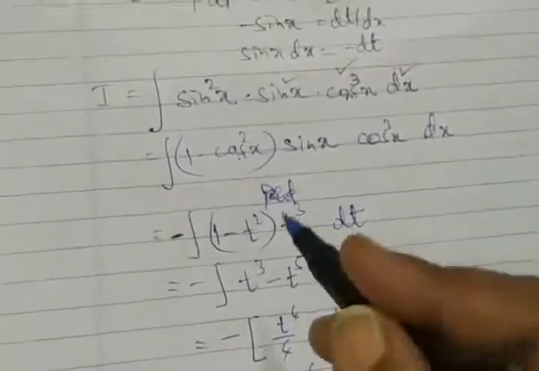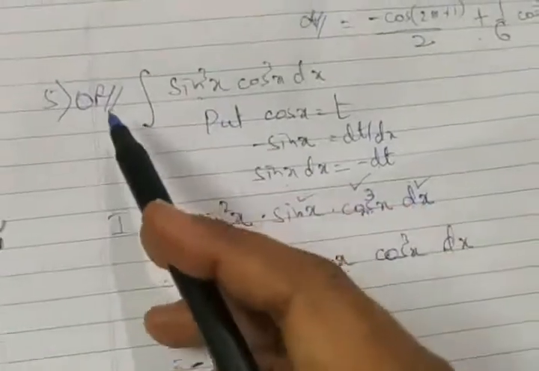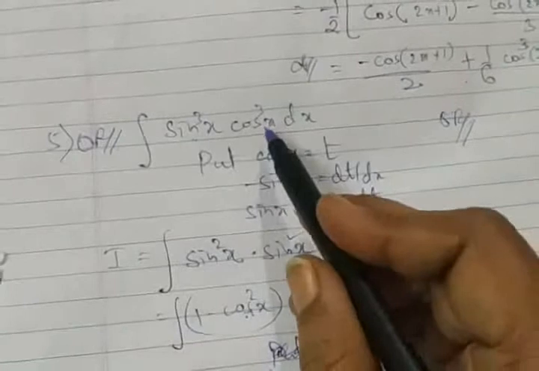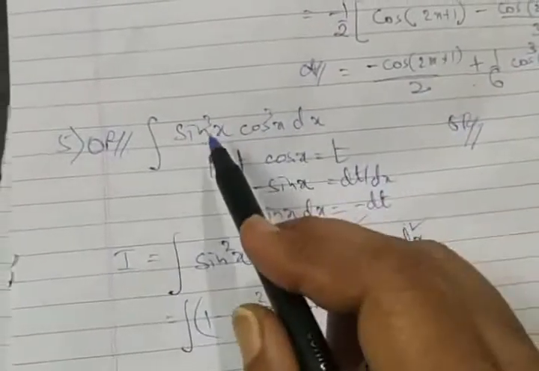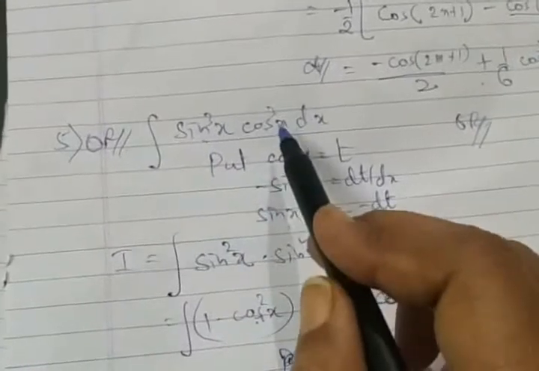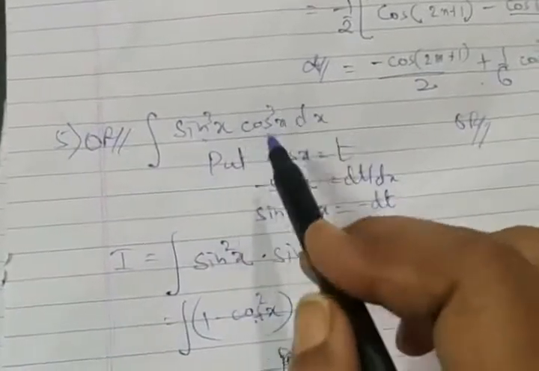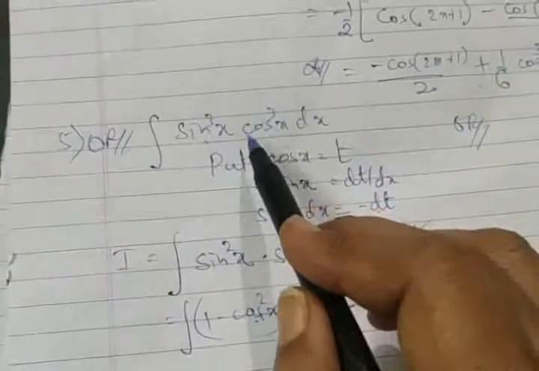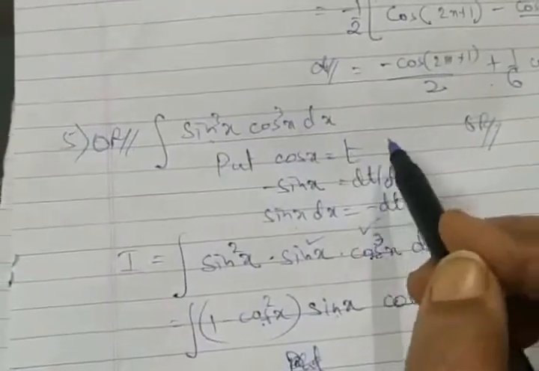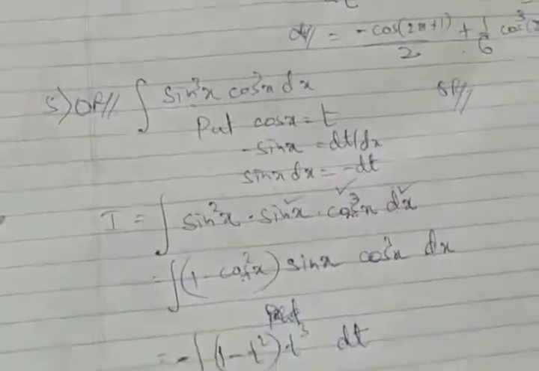Again I can give one more option here. Instead of put cos x equal to t, you can even think about put sin x equal to t, whose derivative is cos x. And then this term has to be balanced. You can take it as cos x into cos square, and that cos square can be taken as 1 minus sin square, and so on.